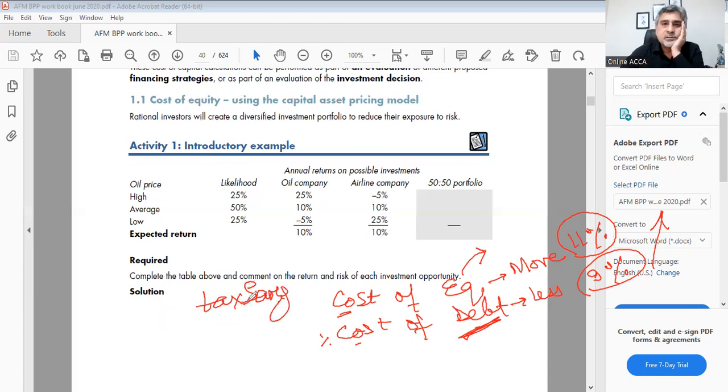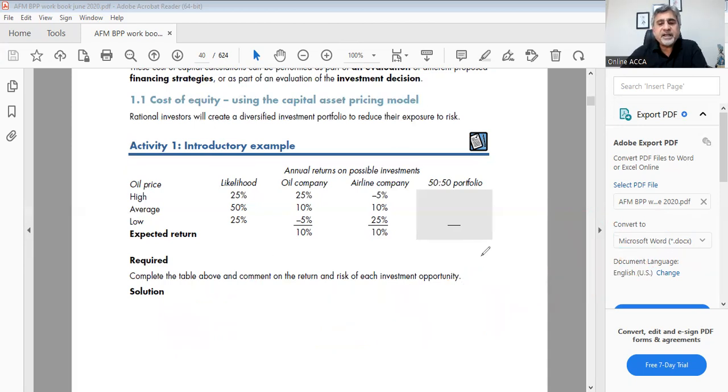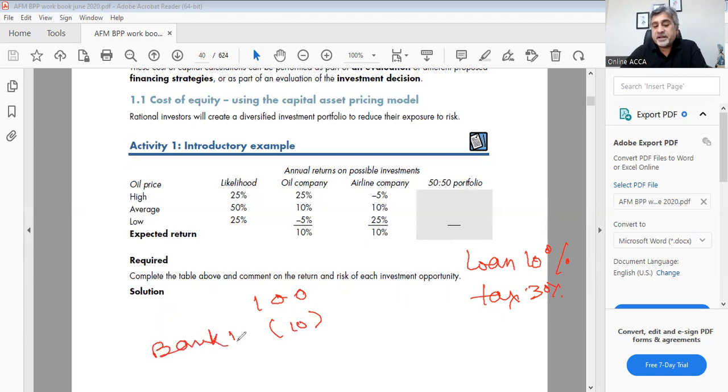Okay? Because when you pay interest on debt, you show that interest as an expense, and that decreases your cost of debt. For example, if I take a loan at 10% from a bank and my tax rate is 30%, so I took a loan for $100, and on that $100, I have to pay interest, which is $10. So I'm paying to the bank 10%.